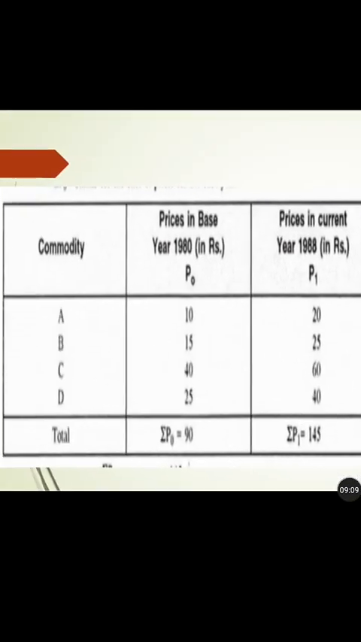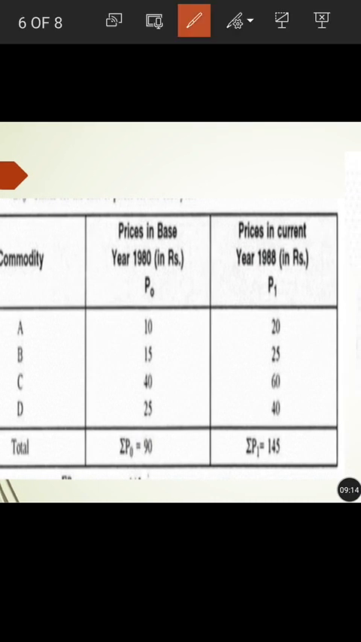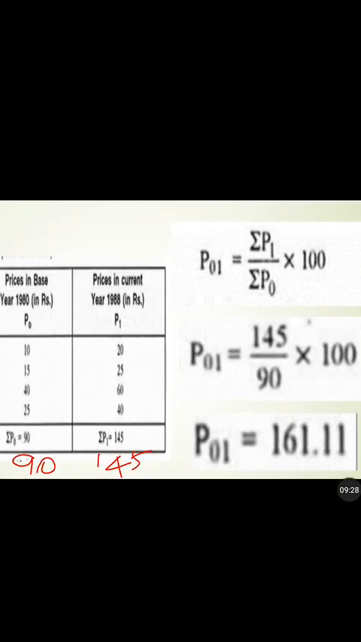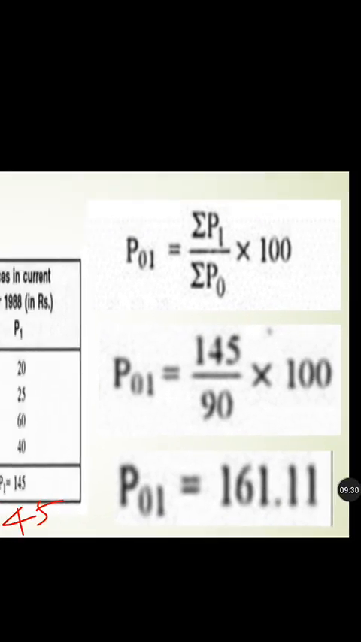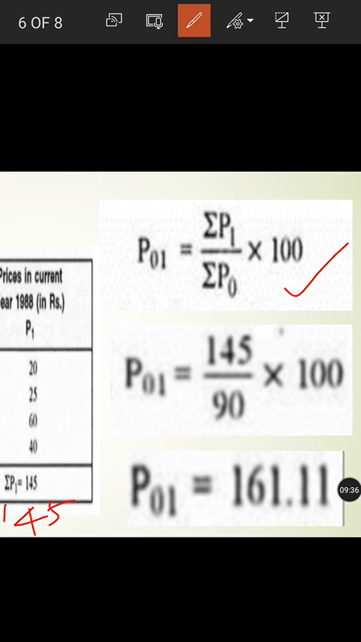Now let us move on to the calculation part. We have calculated the total. Summation P0 is 90 and summation P1 is 145. Now we are going to apply this total in the formula. P01 is equal to summation P1 divided by summation P0 into 100. This is the formula to calculate the simple aggregate method. Summation P1 is 145 divided by 90 into 100.